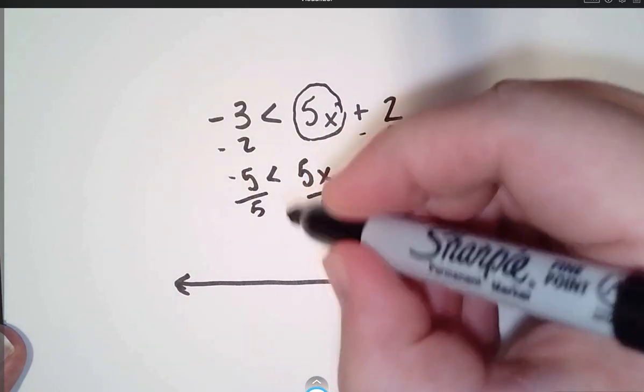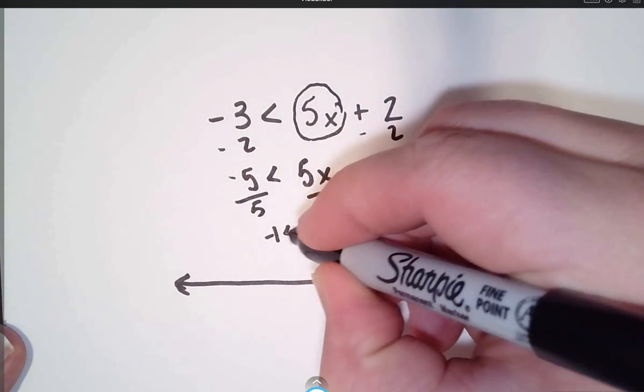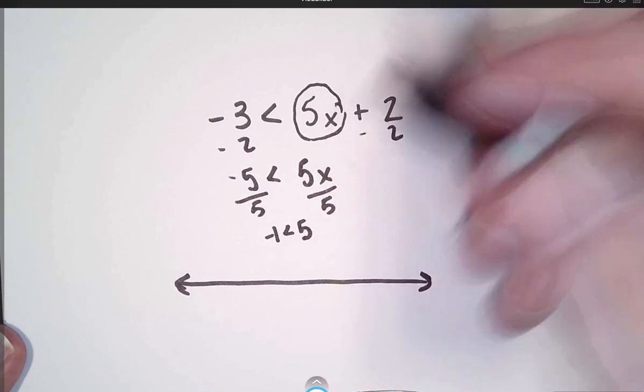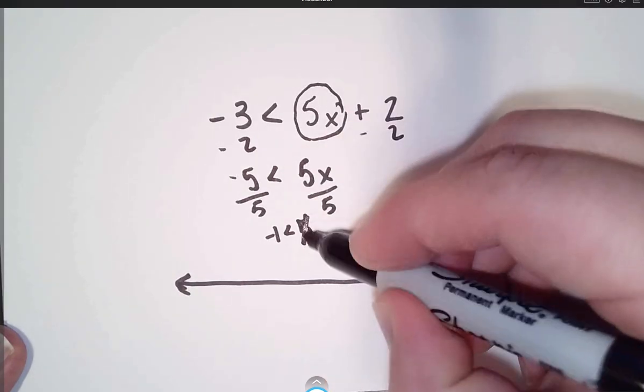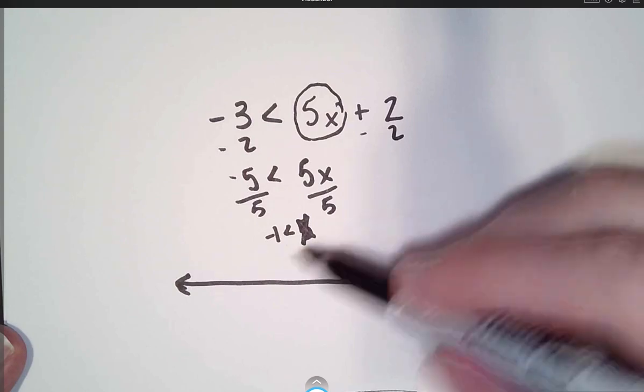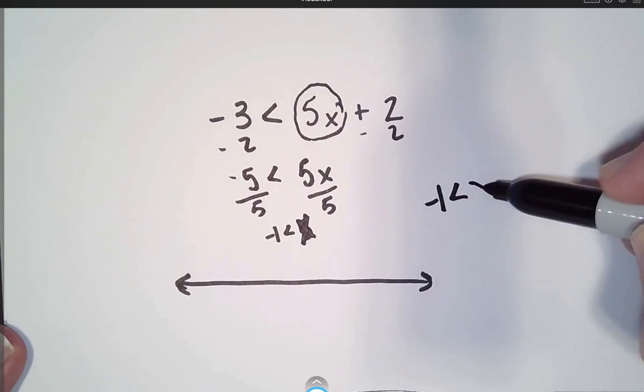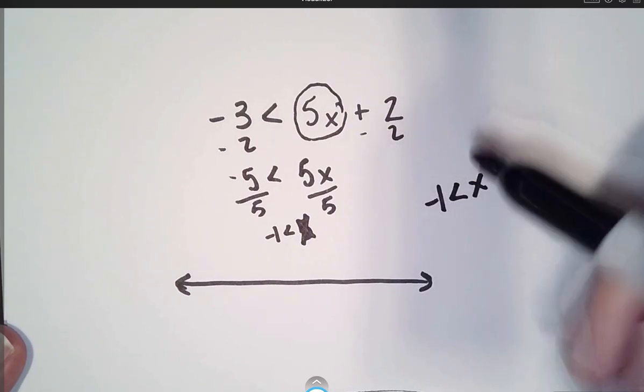So we get -1 is less than, not 5, is less than x. We'll write it over here. -1 is less than x.